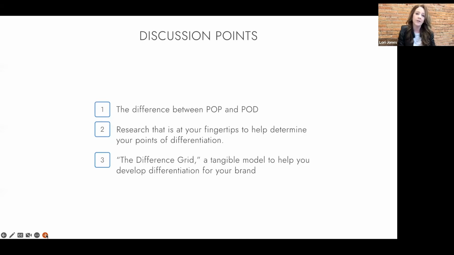So we're going to cover the difference between a POP, a point of parity, and a point of difference. We're going to share with you some research that is truly at your fingertips that can help you get to the point of differentiation. And then we're going to share with you that difference grid and show you how ultimately this model can help you build the points of difference that are important.